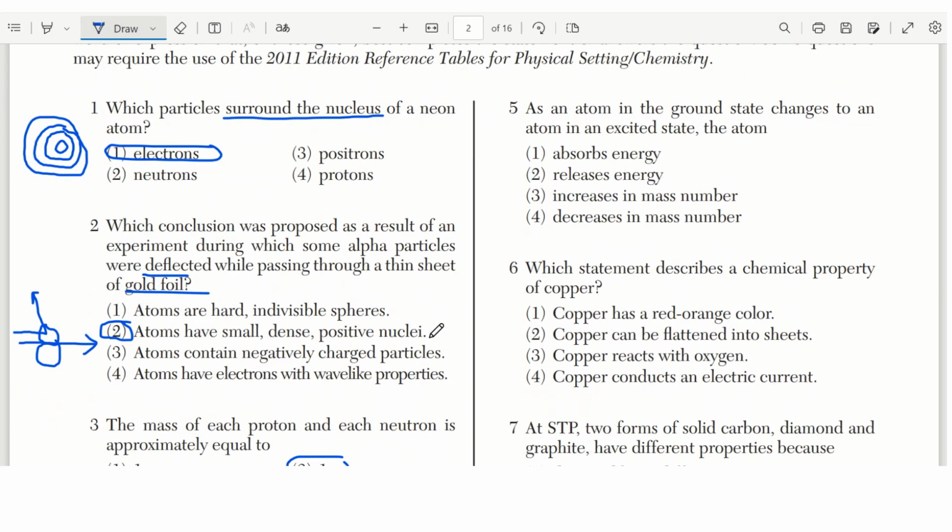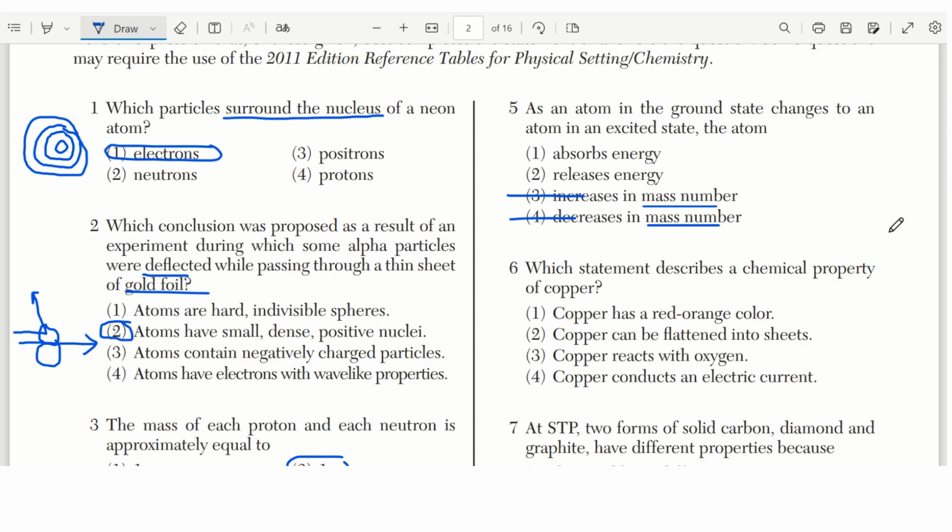All right, number 5. As an atom in the ground state changes to an atom in an excited state, the atom what? Well, here's what's important to remember for these two choices that I'm going to cross out right now. The atom doesn't change in the number of particles it has. Also, mass number are the particles in the nucleus, and those are never lost or gained in terms of going from ground state to excited state, so that's not changing. In fact, the number of electrons doesn't change.